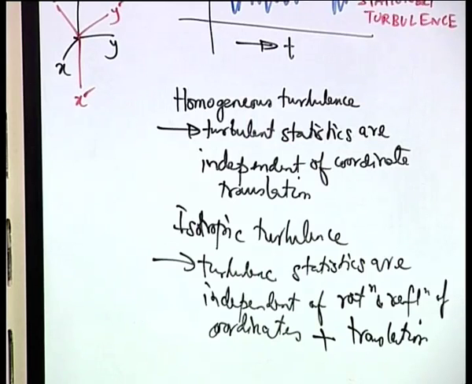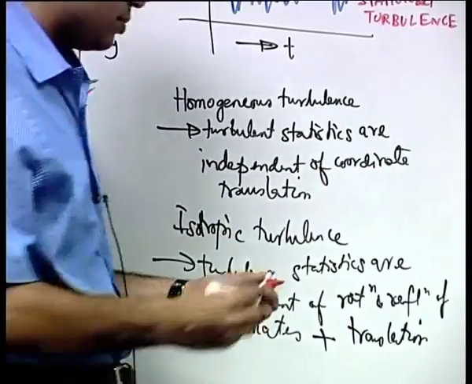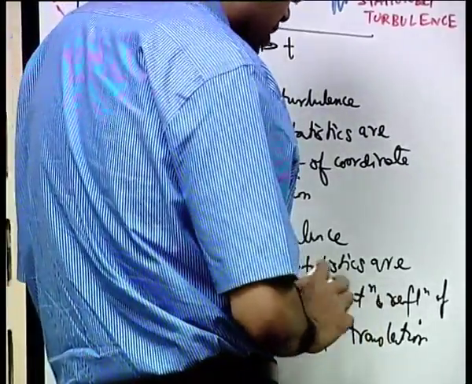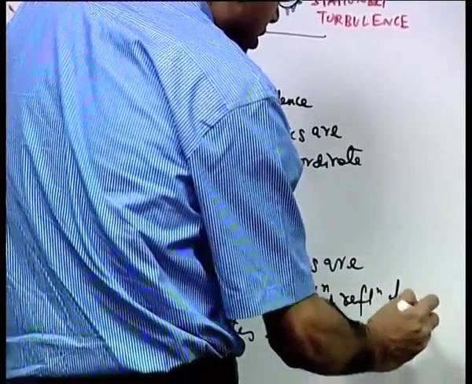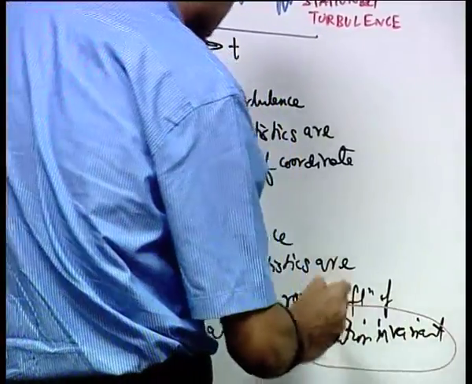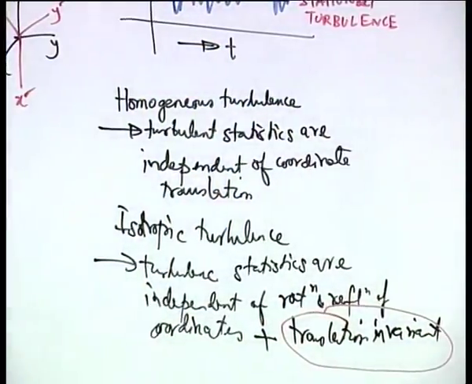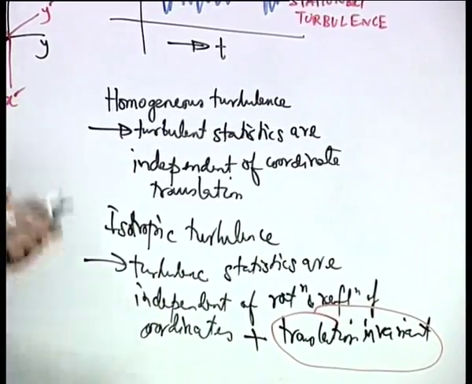That means isotropic turbulence by definition must be homogeneous, because when you say it is translation invariant, that means you are essentially talking of a homogeneous characteristic. So, these are some terminologies.